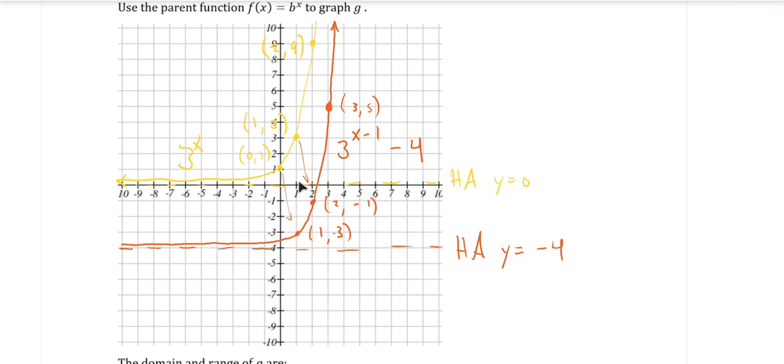But since we are just translating this, it still is a horizontal asymptote going off to the right, going off to the left, and nothing else has really changed, including the shape of this thing. That is to say, we do not anticipate these two curves would intersect anywhere.